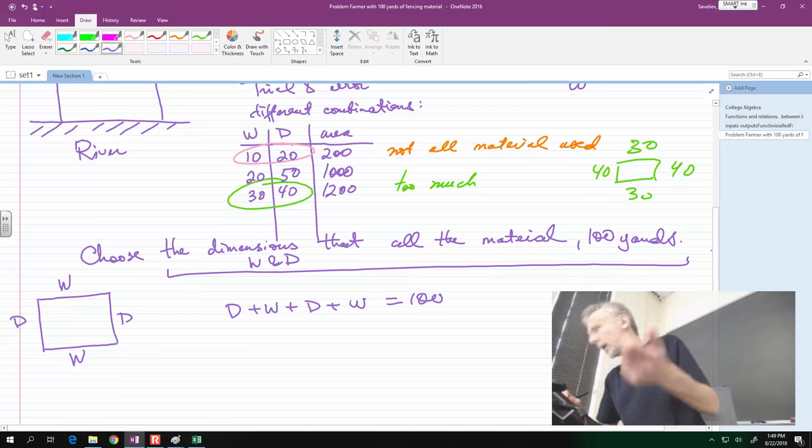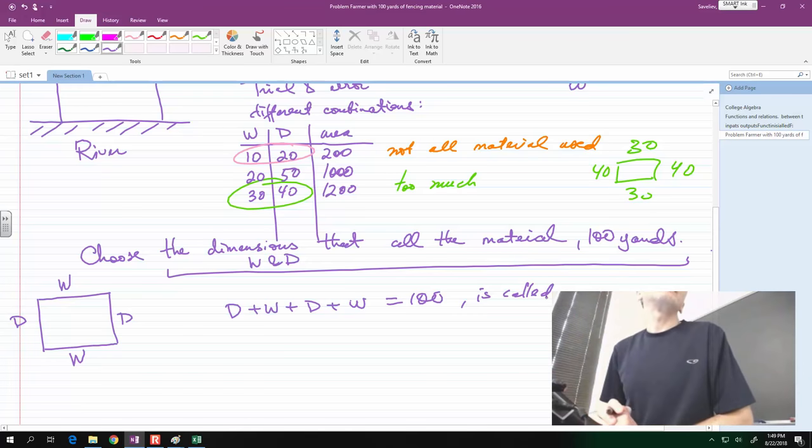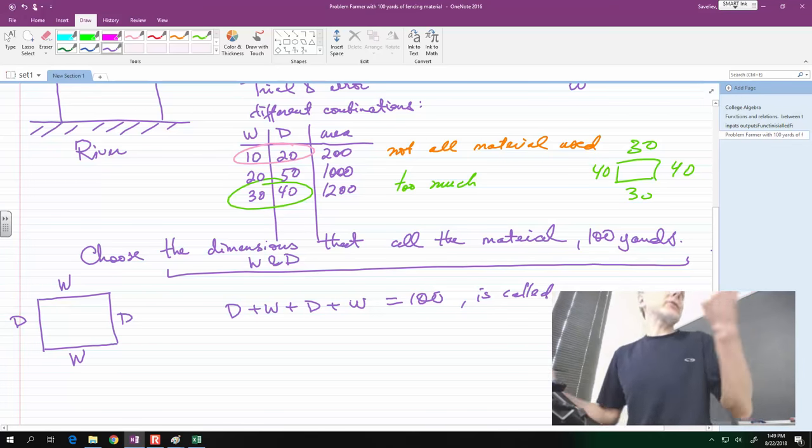Since we're out of time, what is this called? Based on our discussion on Monday, what is it called? No, it's not a function, but a relation. It is a relation.